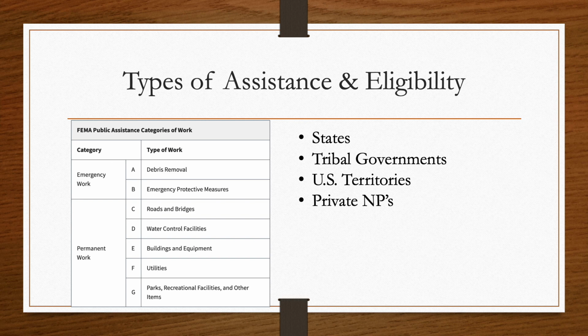There are two types of categories: emergency work and permanent work. Emergency work is service that needs to be done as soon as possible, and permanent work is work that needs to be fixed permanently as a means for the public. The chart on the slide breaks down the types of work for each category.